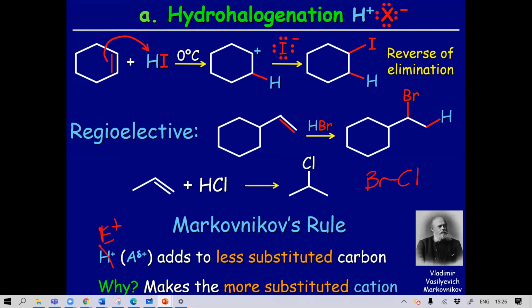Markovnikov's rule does state the proton, but what happens if you are adding something like BrCl? This would be delta plus on the bromine and delta minus on the chlorine. At that point, you would have to note that the bromine will be your electrophile. The bromine will take the place of H plus. That is something you would need to be utterly careful and utterly confident about.